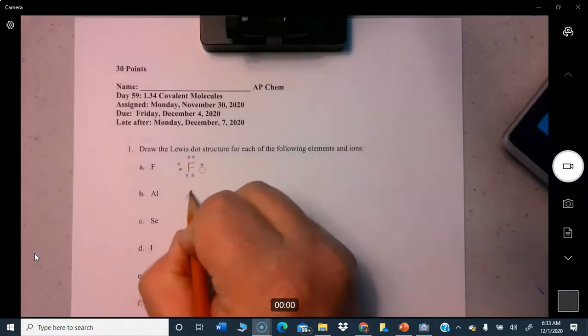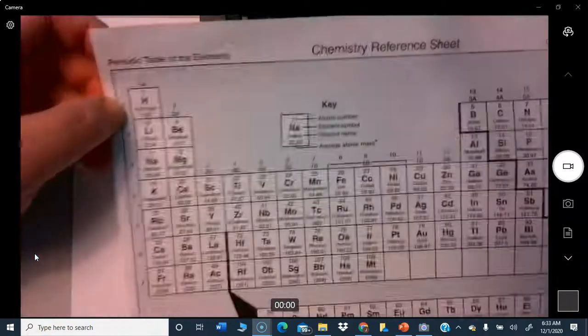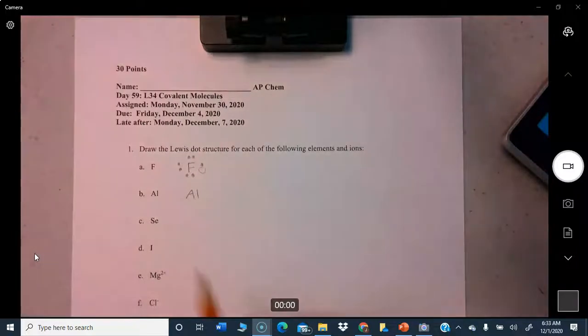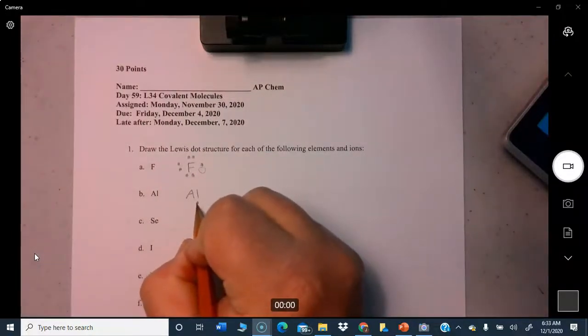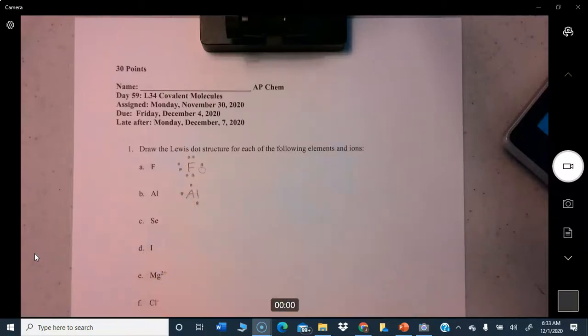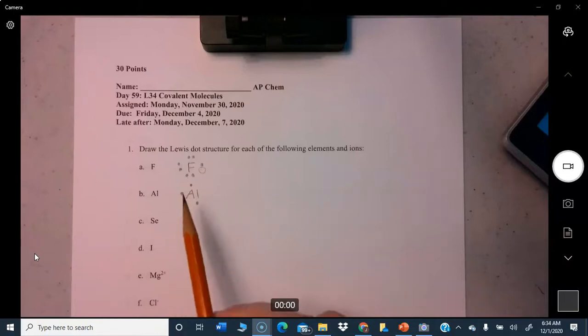Aluminum. We look down here, and aluminum is the third element from the left in the third row, 1, 2, 3. So it's going to have 3 valence electrons, 1, 2, 3. So it has 3 places where it can bond. And as you may remember from the earlier lesson, aluminum will only have 6 valence electrons when it's full. It doesn't create an octet of 8, it only creates an octet of 6. It's an exception to the octet rule.